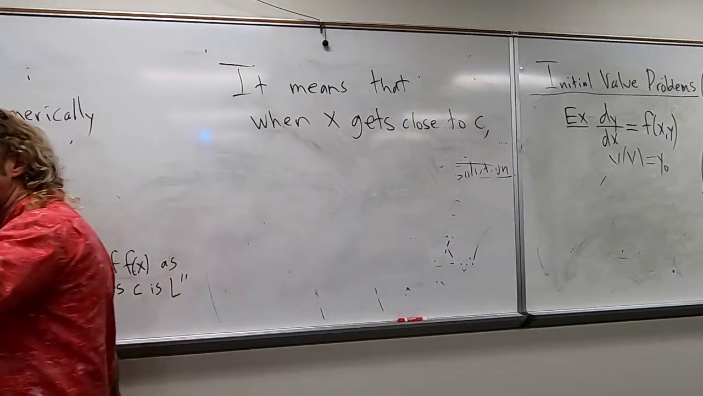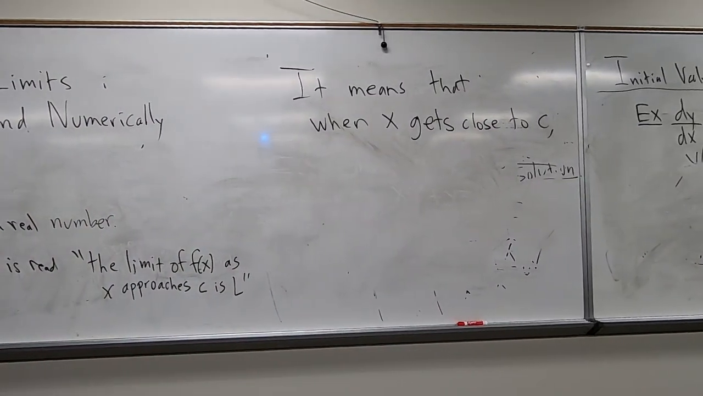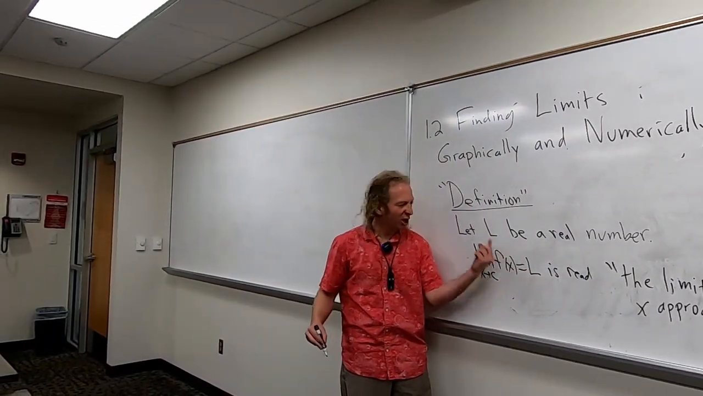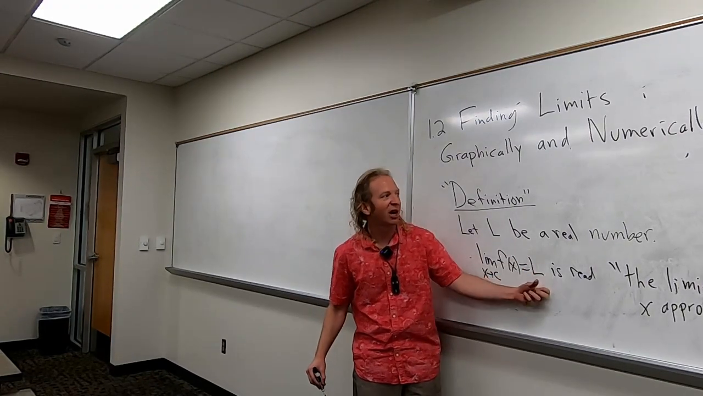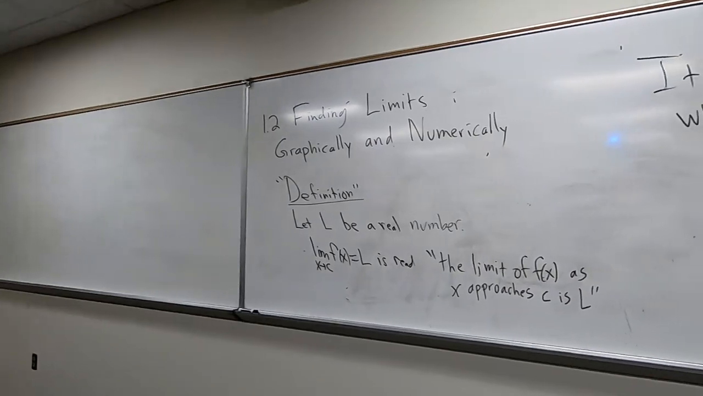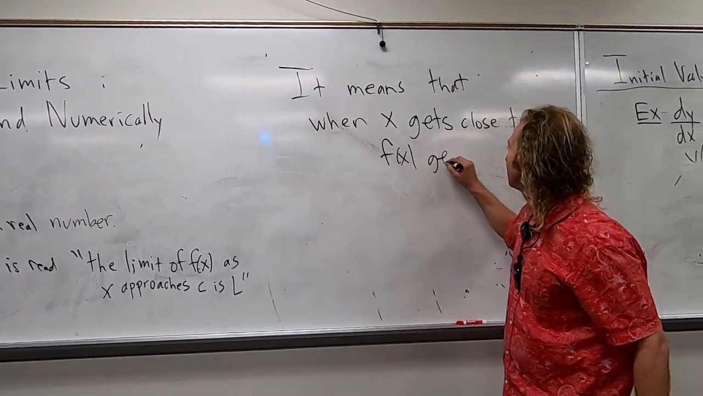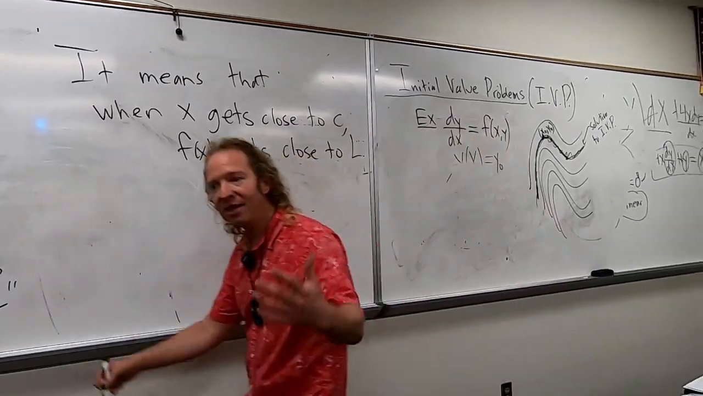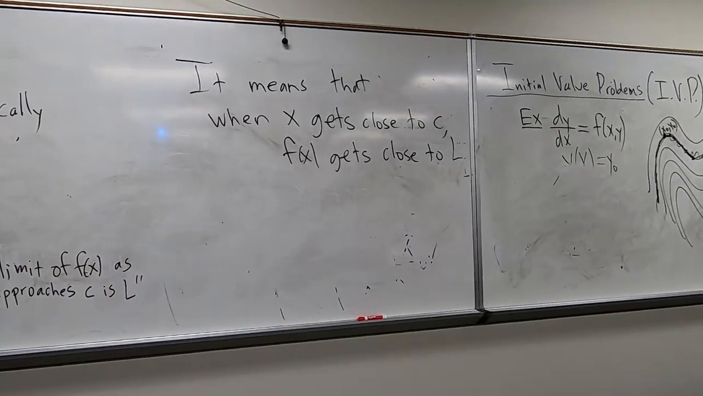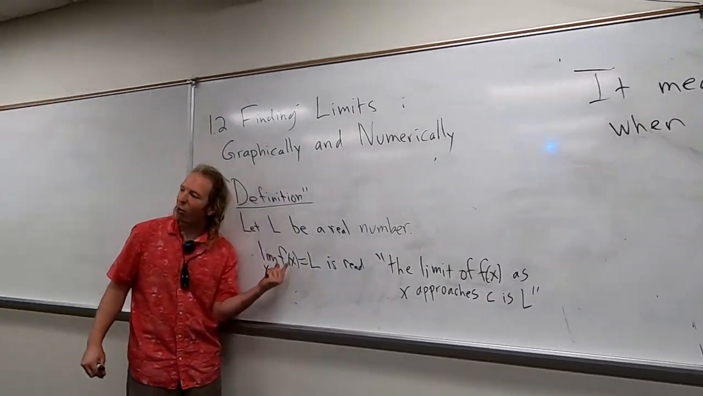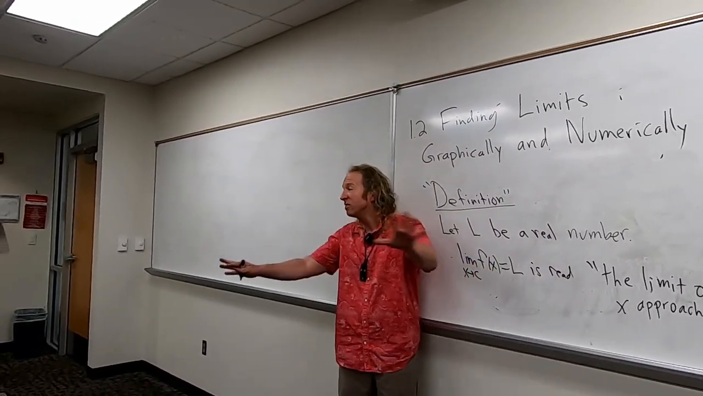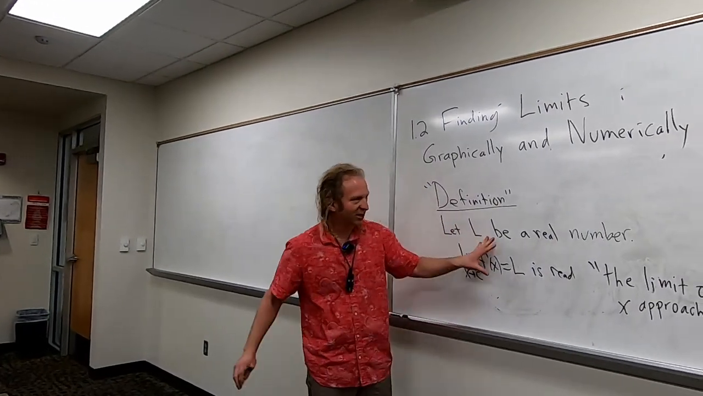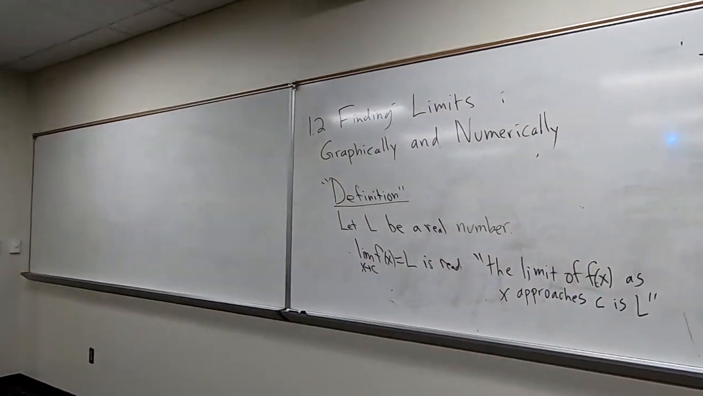okay, so when x gets really, really, really close to c, the y value, remember y is equal to f of x. Remember that from before, y equals f of x. The y value is getting really, really, really close to L. So it means that when x is close to c, f of x gets close to L. That's it. That's all it is, right? So limits are about things getting close. We want to know what happens to the y value when x gets close to c. We're going to do tons of examples today, right? So when x gets close to c, f of x gets close to L. And L has to be a real number, by the way.